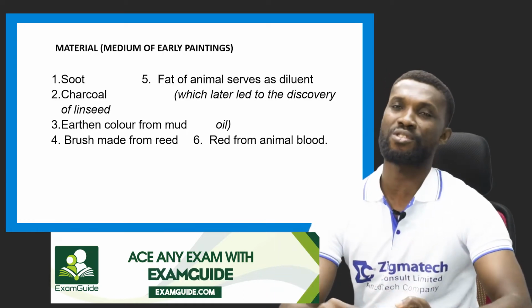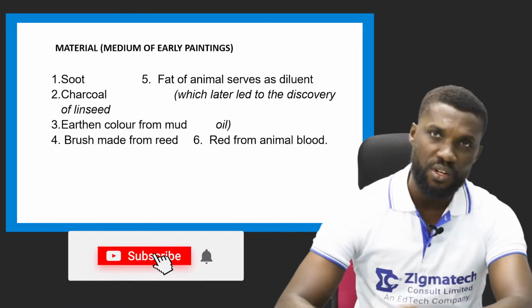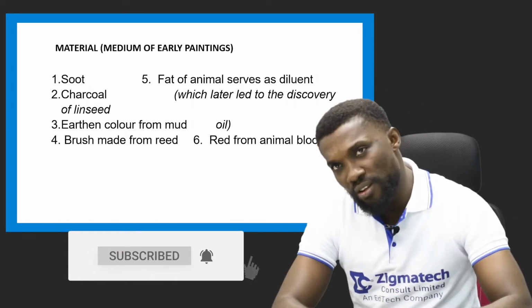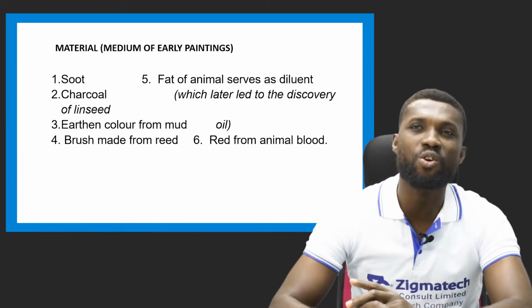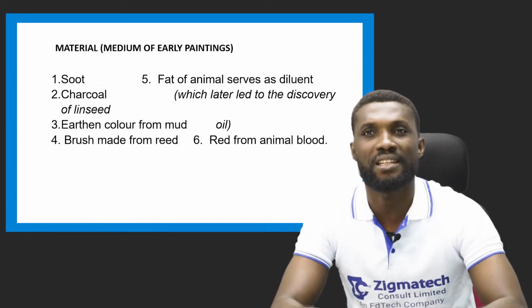Now the first material they used is the soot. The second material is the charcoal. And then the third material is the earthen color from mud, the red mud.